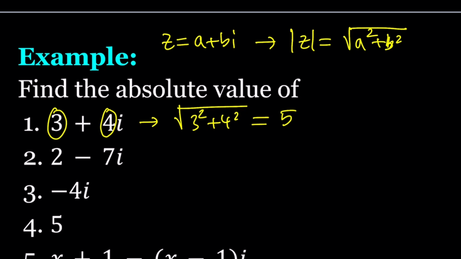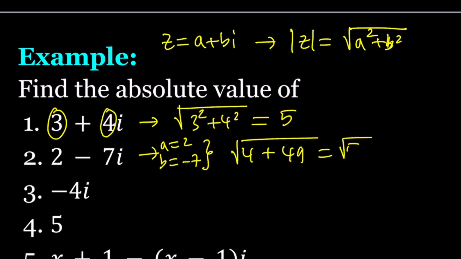Let's take a look at the second one. The a is 2, b is negative 7, right? Let's write it down. Sometimes it helps if you just take notes. Then we write a squared is 4, b squared is 49. If you add them up, you get the square root of 53, which is positive.